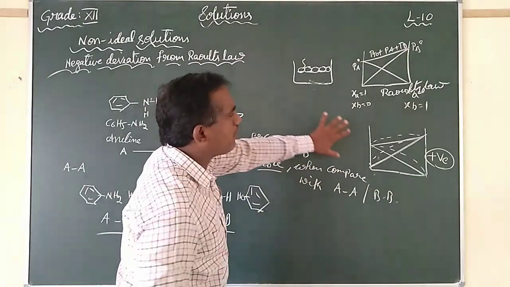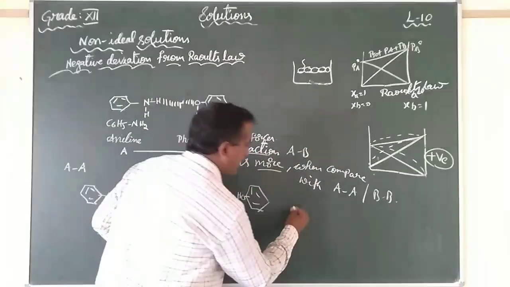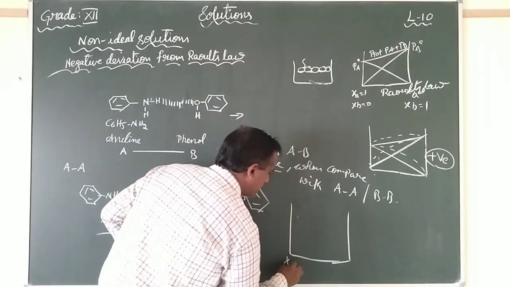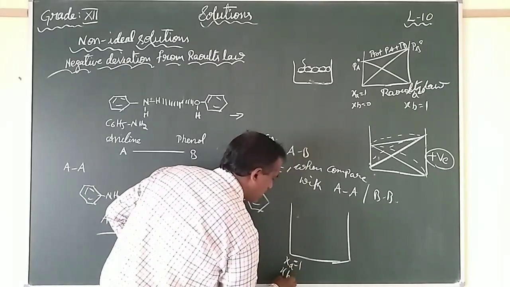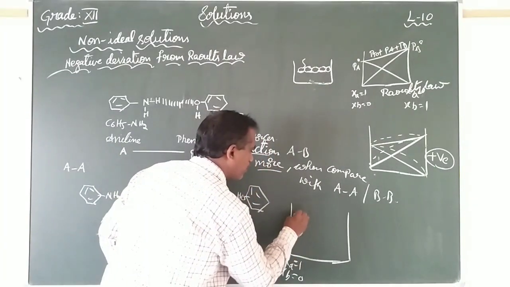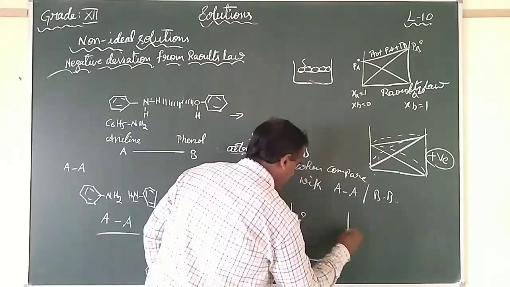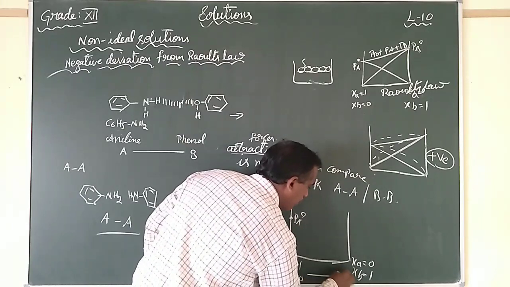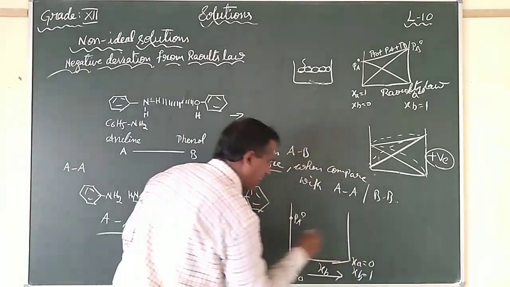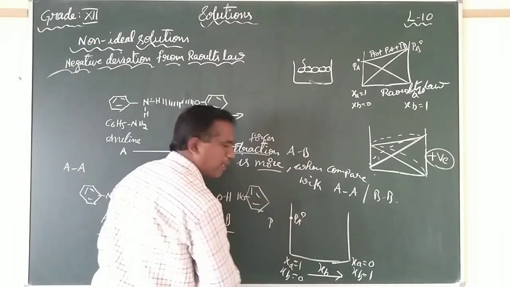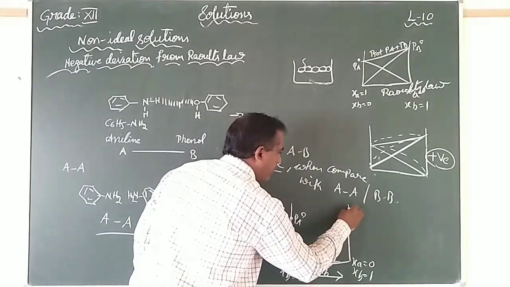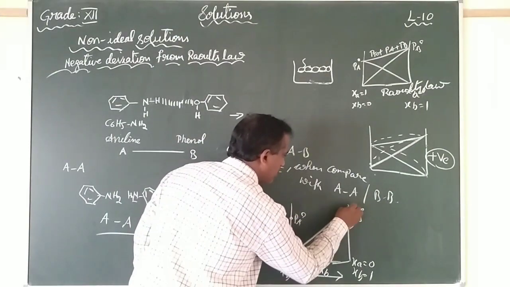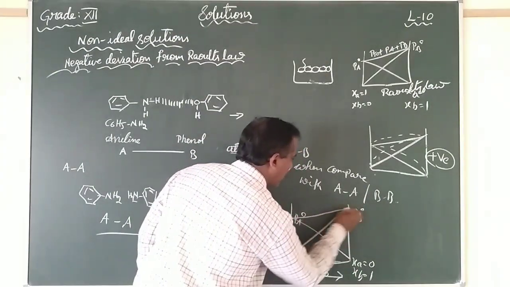Now how shall we draw the graph for this one? This is the Raoult's law line. XA is equal to 1, XB is equal to 0, and here there is some vapor pressure. And here XA is equal to 0, XB is equal to 1, meaning the mole fraction of XB is increasing. And here we have the partial pressure. We got the graph like PB naught that we had learned. This is the graph from Raoult's law we have studied.